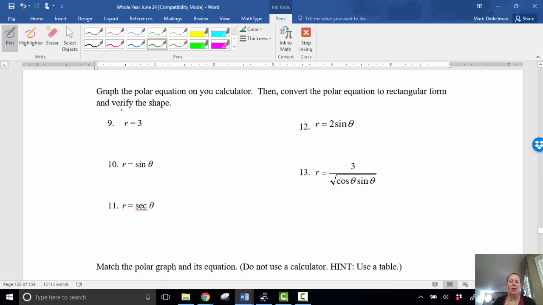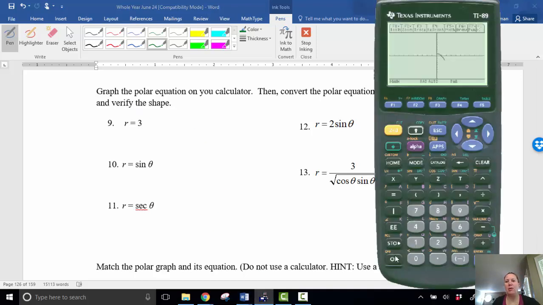Just a by the way, when I first start with polar, I graph a lot. So I spend a lot of time on the calculator just helping myself out. Just a quick reminder how to change the mode, and maybe we'll do one of these just because. So we'll want to go to polar. And something's in there already.